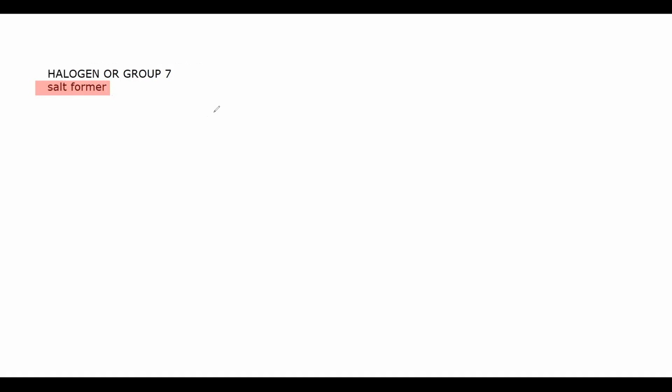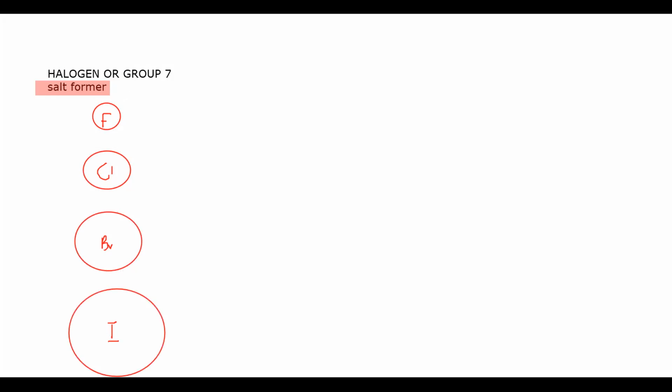When we check the positions, first we have fluorine, then we have chlorine, bromine, and iodine. As they belong to group 7, if I draw only the valence shell or the last shell, fluorine will have 7 electrons in the outermost shell, chlorine will also have 7 electrons, bromine will have 7 electrons, and iodine will also have 7 electrons in the last or the outermost shell.